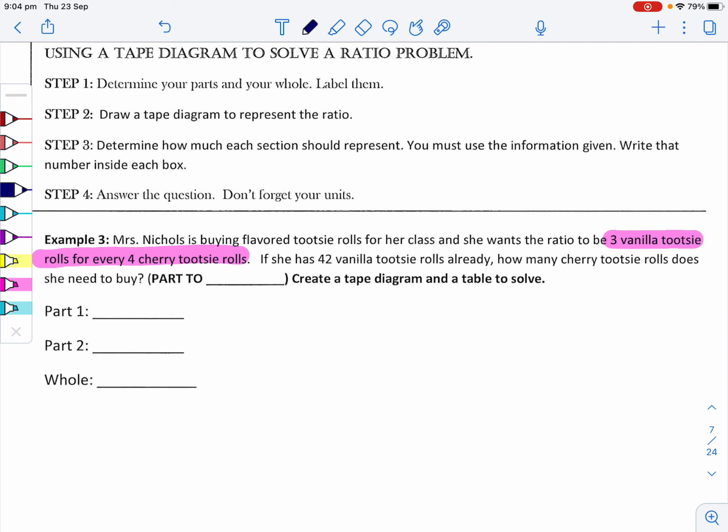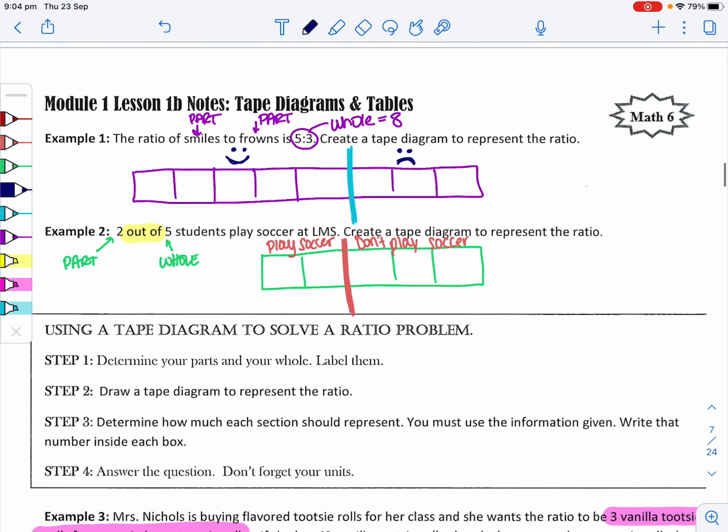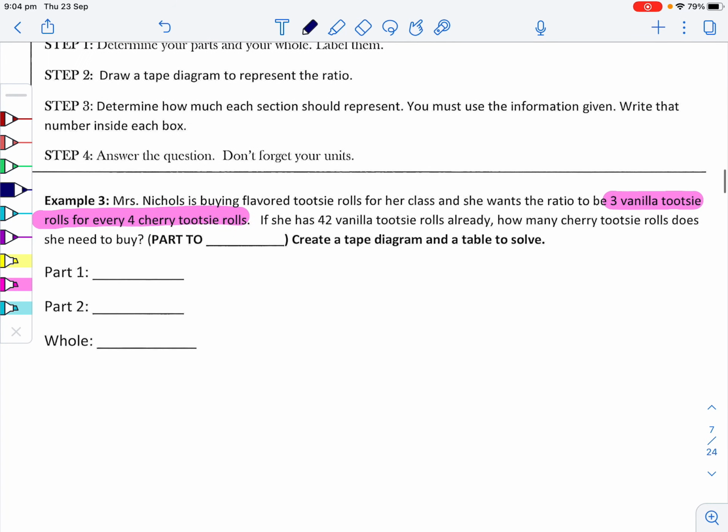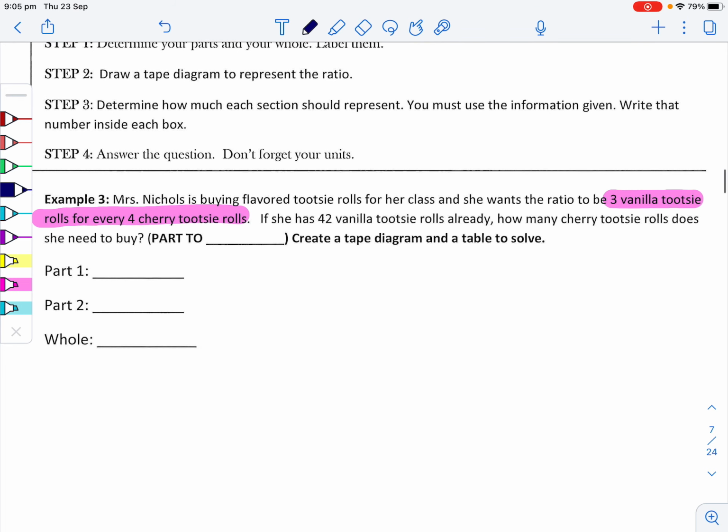Okay, so that's the ratio that I'm starting with. That's like the smiles to frowns or the 2 out of 5 students play soccer. This is a part-to-part relationship because I am comparing two different types of Tootsie Rolls, vanilla and cherry. So part 1 is going to be vanilla, and that one is 3. Part 2 is going to be cherry, and that is 4. So 3 vanilla to 4 cherry.